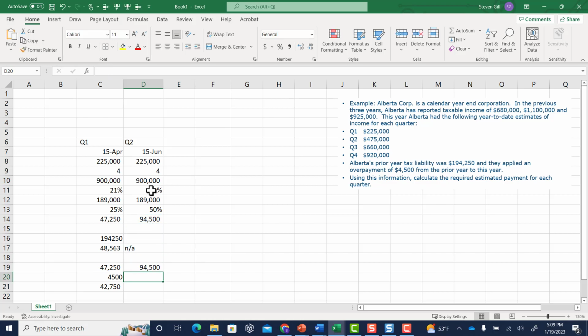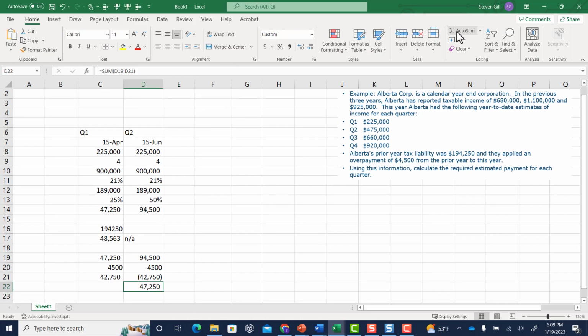However, I've also already paid $4,500 and $42,750. So the actual amount I need to pay is $47,250. Let's just clean this up a little bit so that it looks nice. There we go. I like that much better. Okay, so that's my second quarter payment, $47,250. All right, now we're ready to march on to Q3.